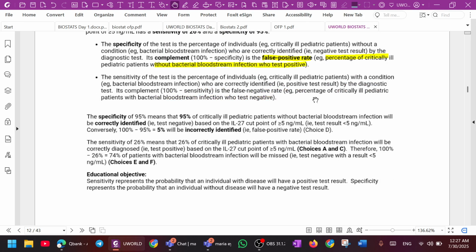Educational objective: sensitivity represents the probability that an individual with disease will have a positive test result. Specificity represents the probability that an individual without disease will have a negative test result.